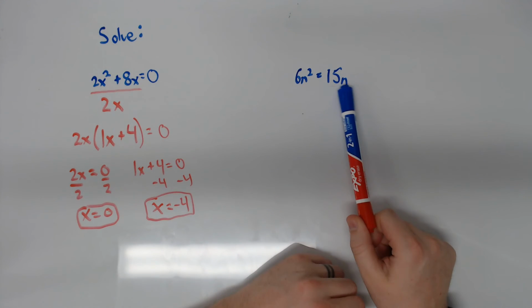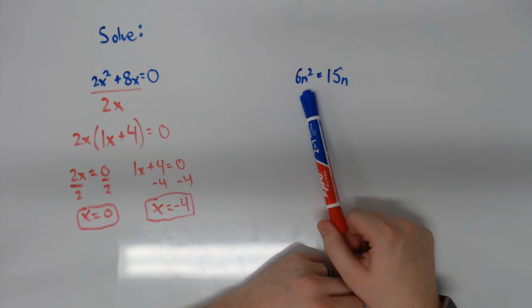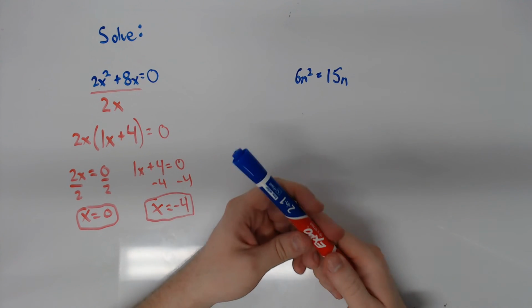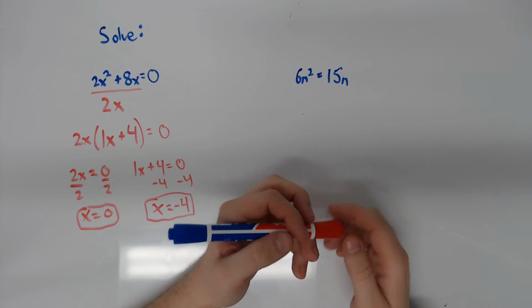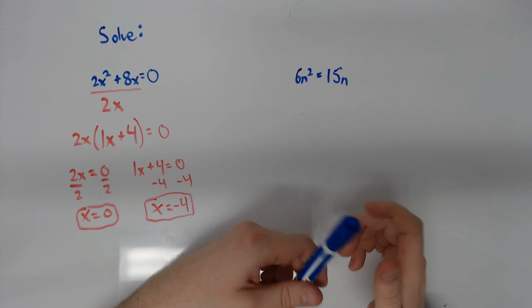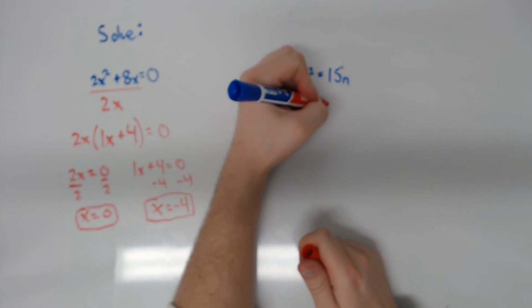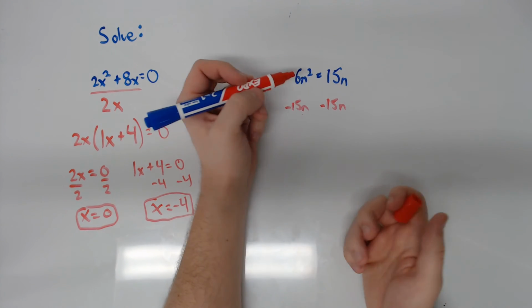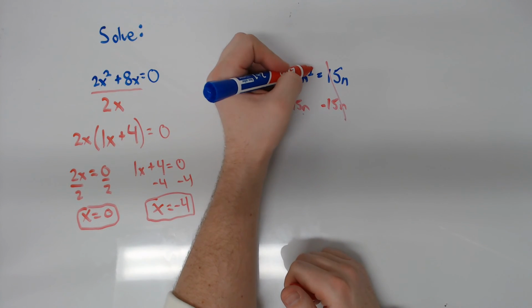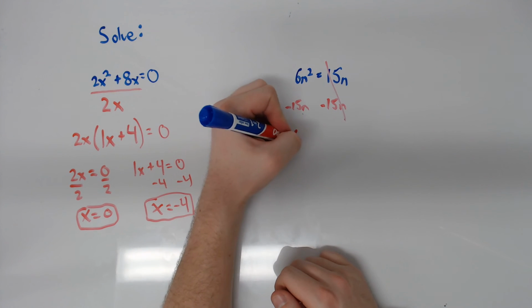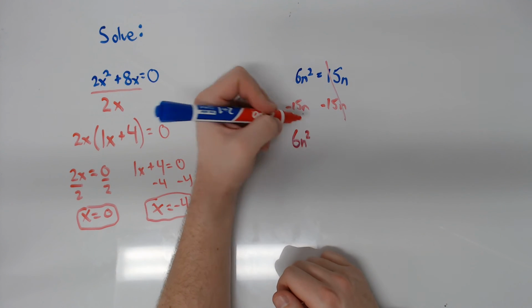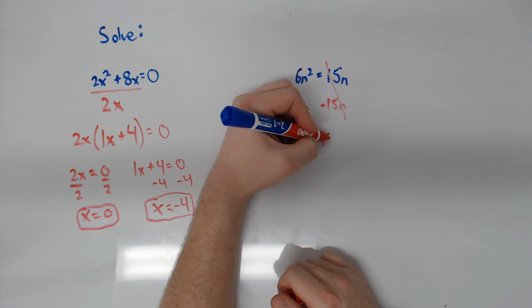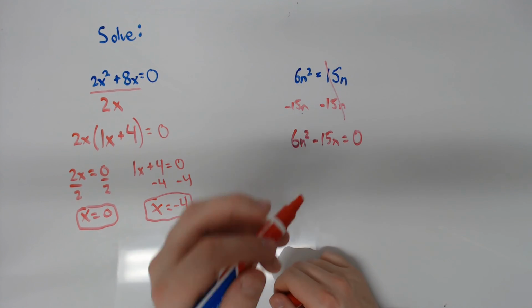So let's do it again over here. You might think to yourself, oh, divide by 6, divide by n, we'll get an answer really quick. Again, not how we want to approach this problem. What we actually want to do is get everything on one side. Typically, how you know you have a problem like this is you see a squared symbol. You see an exponent on a variable. So I have 6n squared minus 15n equals 0.